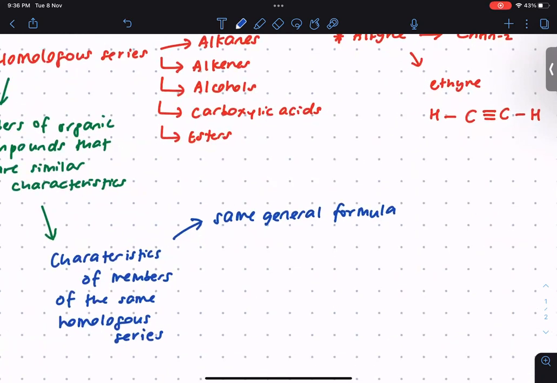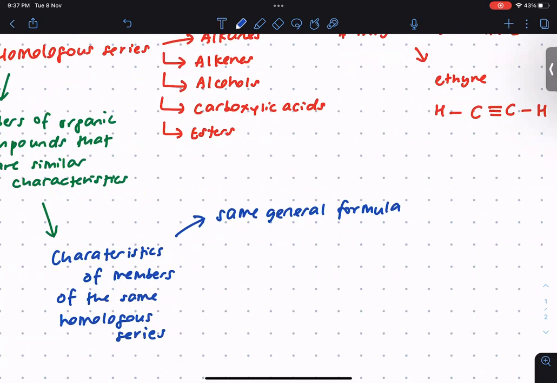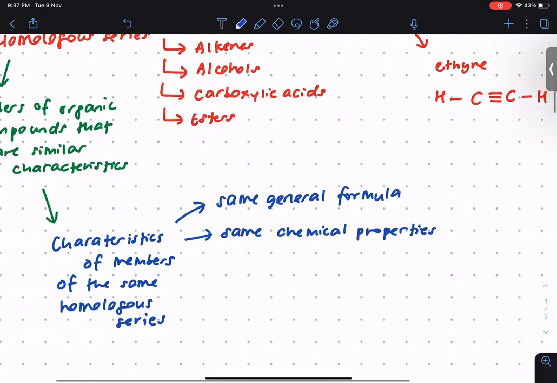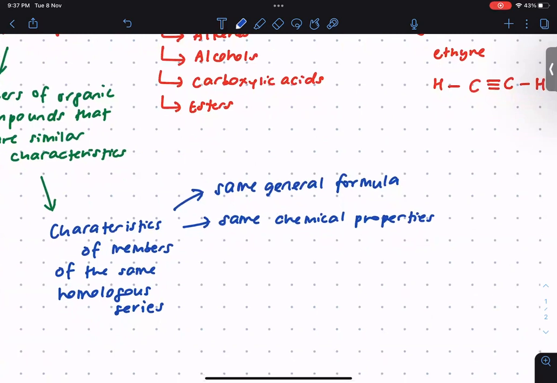The second one is that all members have the same chemical properties. It means that if one alkane can burn, the rest can also burn. One alkane can undergo combustion, and the rest of the alkanes can also undergo combustion. If one alcohol can undergo dehydration, then the other alcohols can also undergo dehydration. So they all carry out the same chemical reactions.